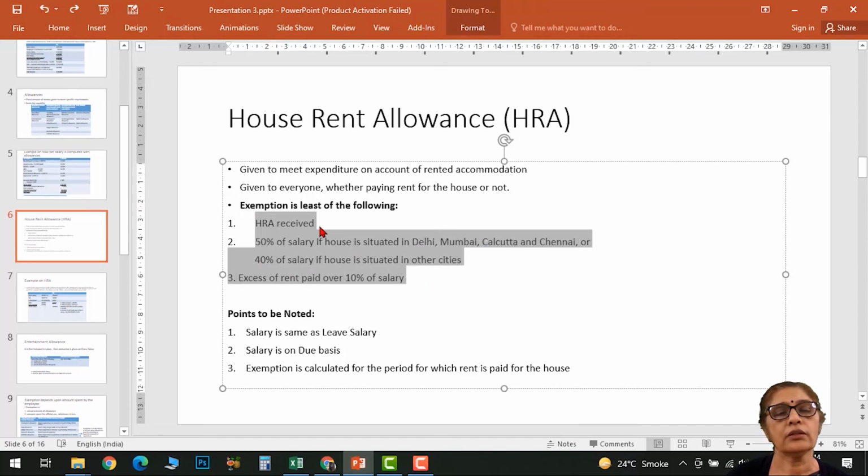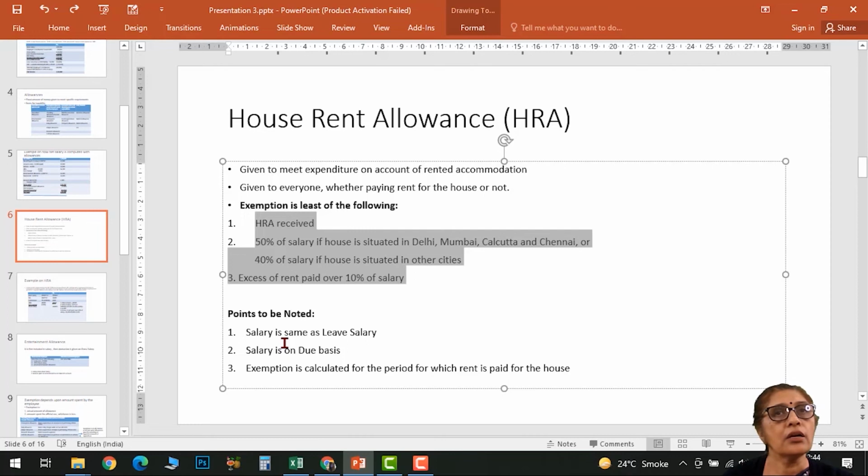2, we either take 50% of salary or 40% of salary, depending on where you are paying rent. If you are staying in a rented accommodation in metropolitan cities, Delhi, Mumbai, Kolkata, Chennai, then we take 50% or half of salary. Salary means what? Same as leave salary. Basic, DA, commission.